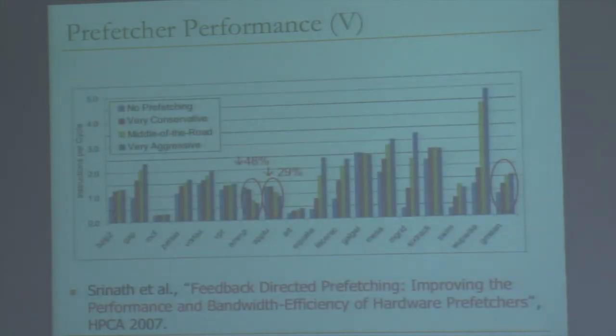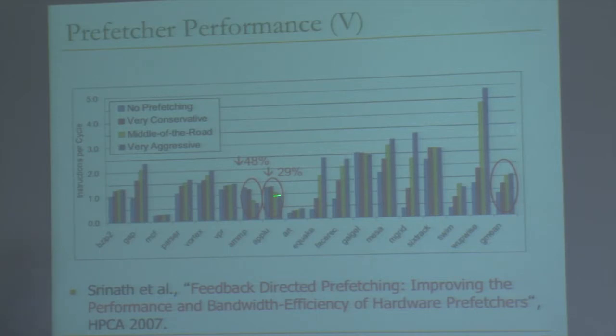So this is another example of what happens if you make the prefetcher very conservative, middle of the road, or very aggressive. You can read the paper you're assigned to see the definitions of these, versus doing no prefetching. These are different SPEC workloads. This is the geometric mean instructions per cycle for all of those workloads. If you look at this, on average, doing even very conservative prefetching buys you a lot of performance. And as you increase the aggressiveness, you get more performance, but the returns are diminishing, right?